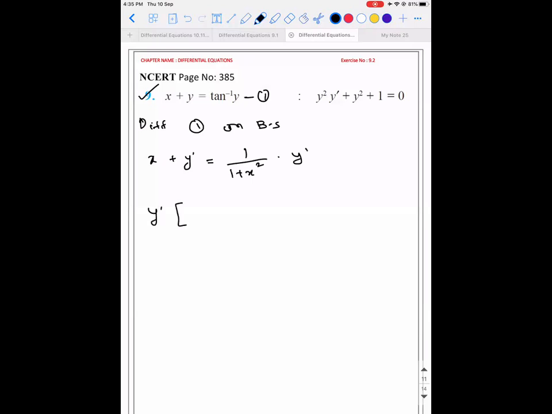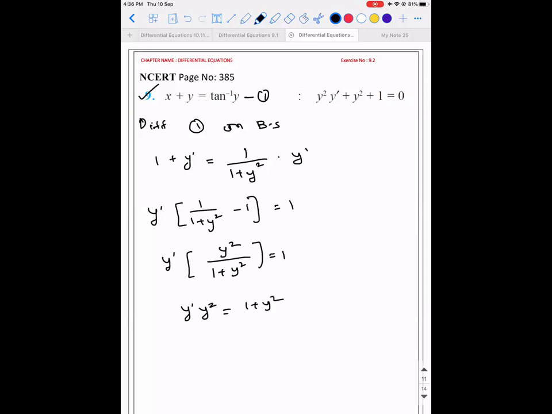Sorry. 1 plus y dash is equal to 1 by 1 plus y square into y dash. So I'm taking y dash to the other side. You will have 1 plus y square minus 1 is equal to 1. Correct? So y dash into, if you take LCM, you will have y square divided by 1 plus y square is equal to 1. So y dash into y square is equal to 1 plus y square.